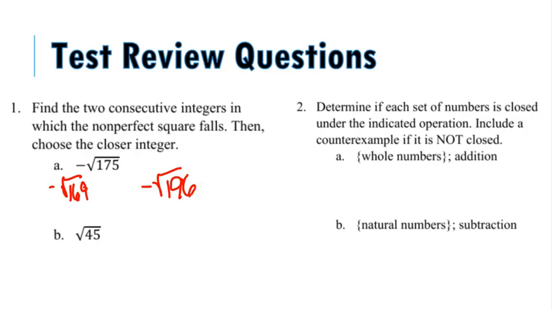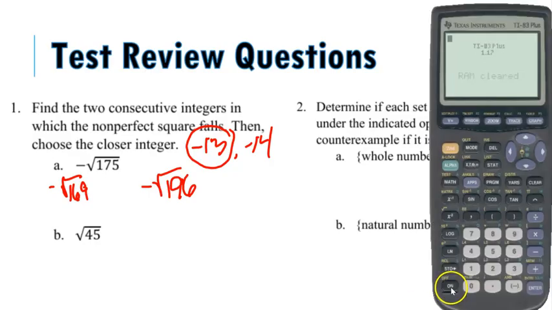So right now we know it's between negative 13 and a negative 14. But a negative 13 is the closest value. Now if you want to, you can always go to your calculator and we can just type that in. So negative square root of 175. And that gives us a negative 13.22 and so on. But negative 13 would be the closest integer.